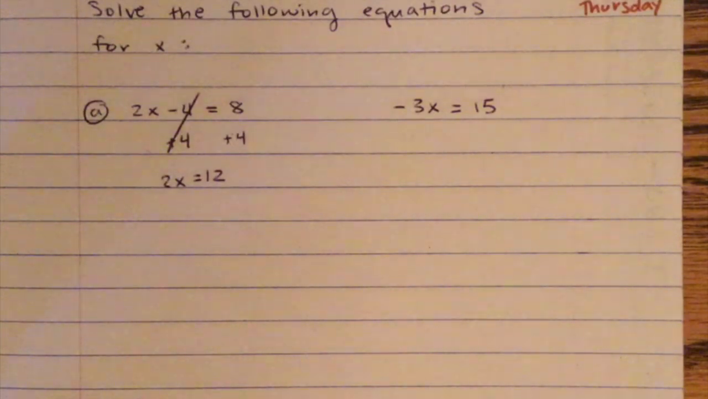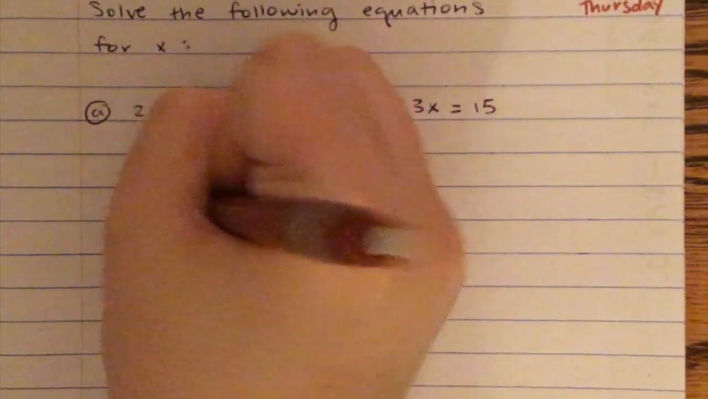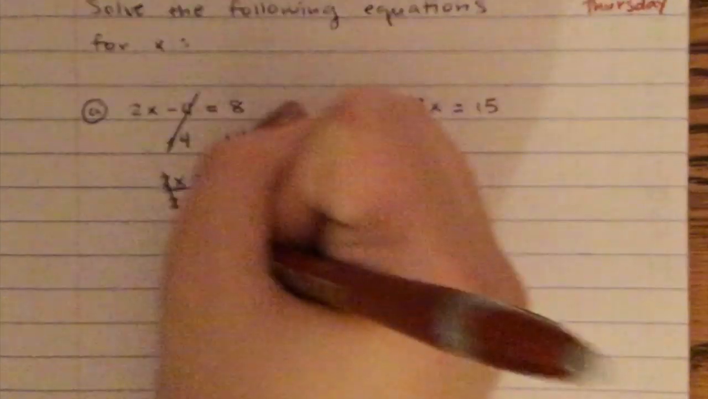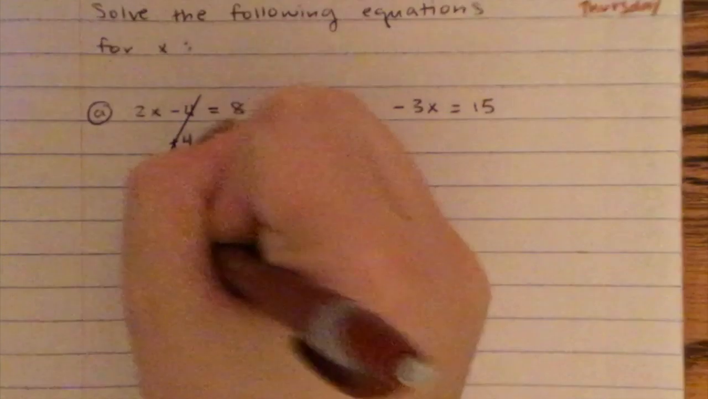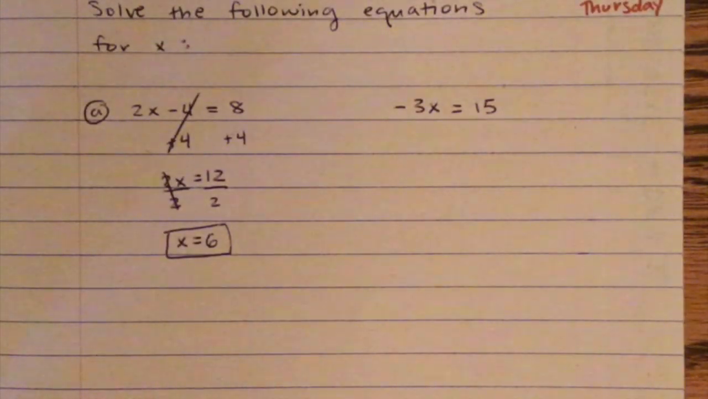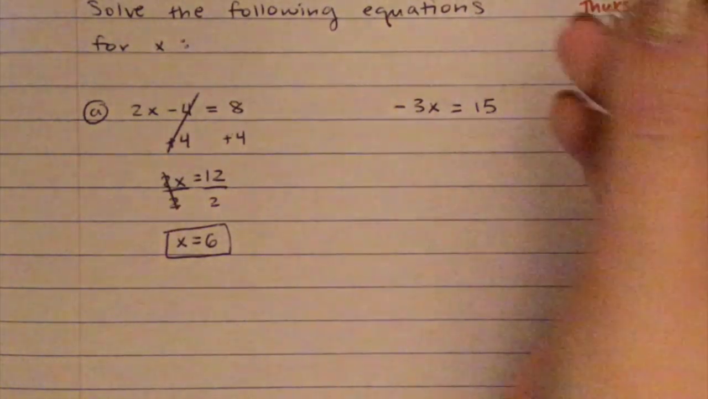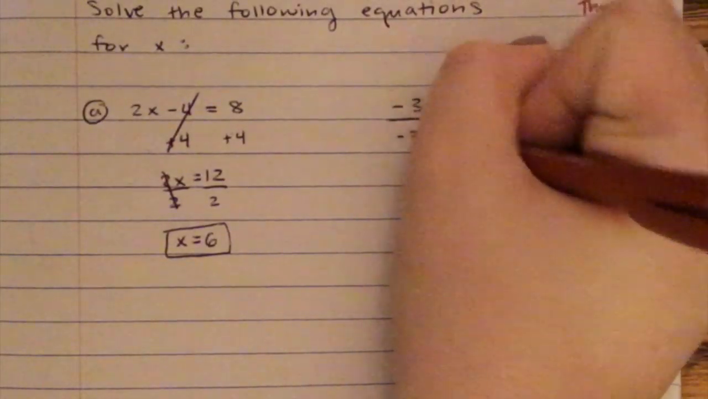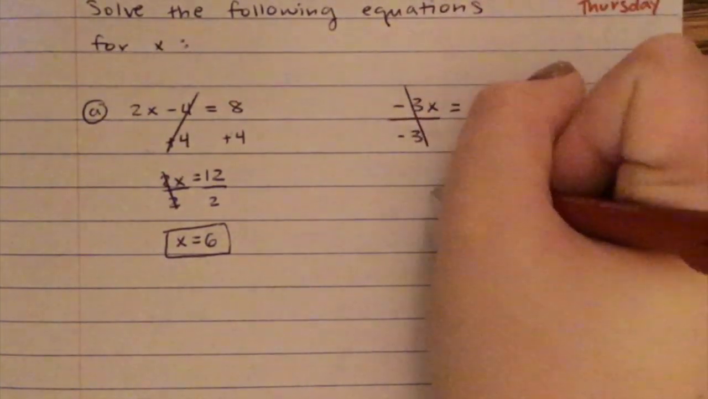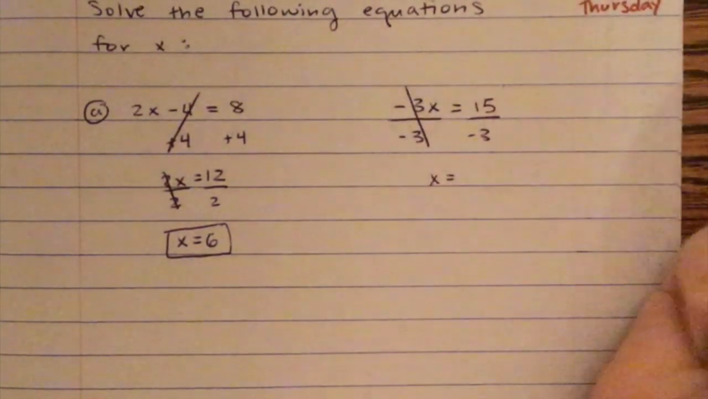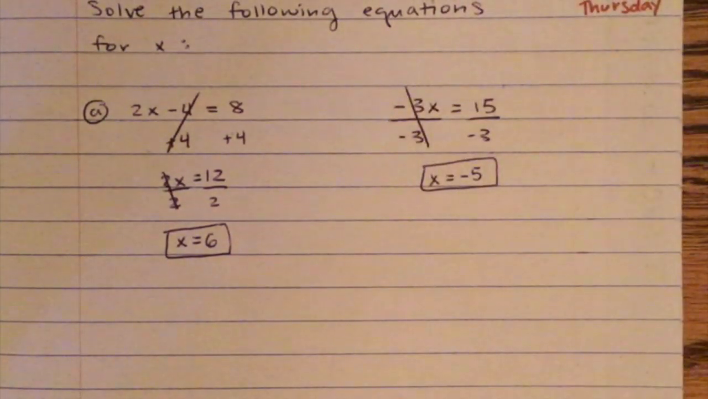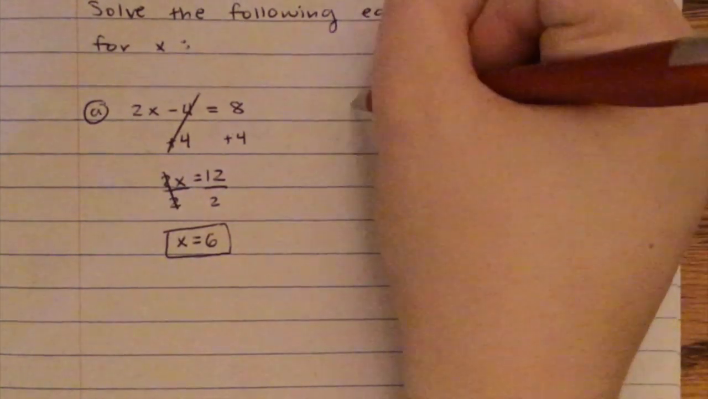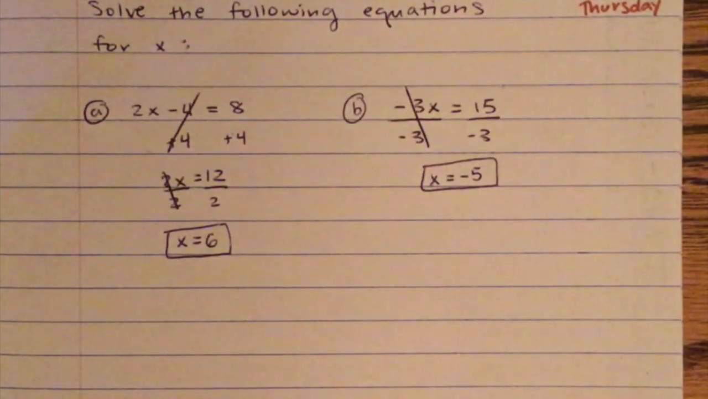And then to undo that multiplication, I'm going to do division by 2 on both sides. So I will have x equals 12 divided by 2 is 6, which will give me x equals 6 as my final answer. Okay, on the second one, I just have to undo multiplication by negative 3. So I'm going to divide both sides by negative 3. I will get x equals, and 15 divided by negative 3 is negative 5. Okay, so those are the two x values. I guess I should have lettered that one B.